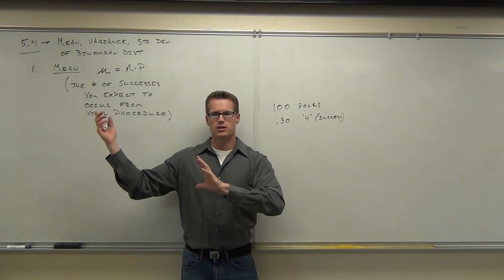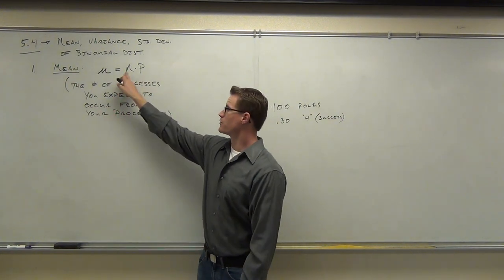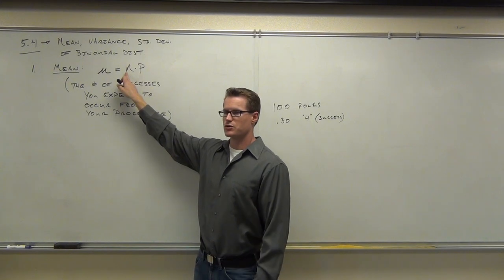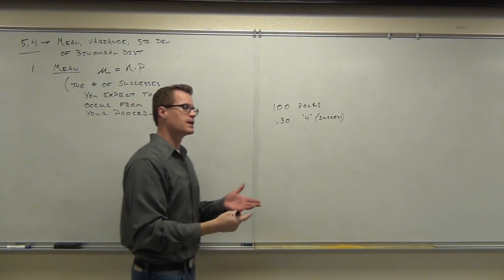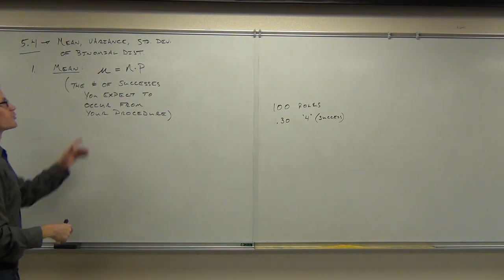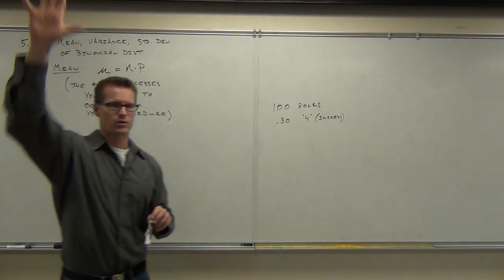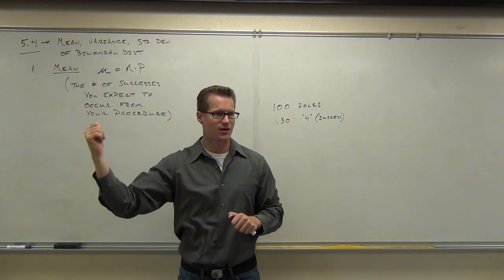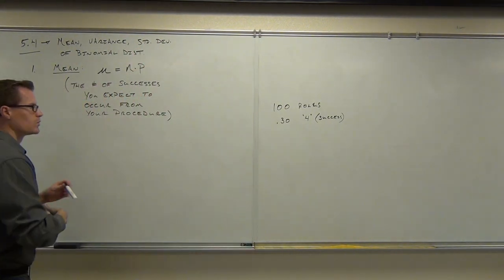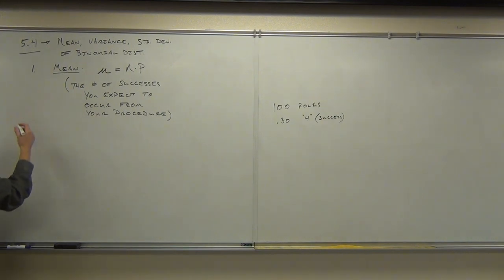That's the way we're doing our mean. You would expect to get 30. You take the number of rolls, the number of trials for your procedure, multiply by the probability of success for each trial. That's going to give you the expected number of successes you're looking for, and that is our mean. Raise your hand if you're okay with the mean. Good. Pretty easy to calculate, right? Not a whole lot of work. Just two numbers.